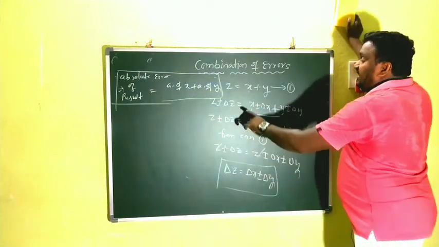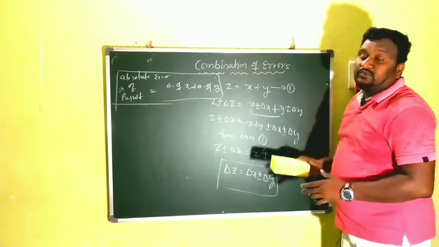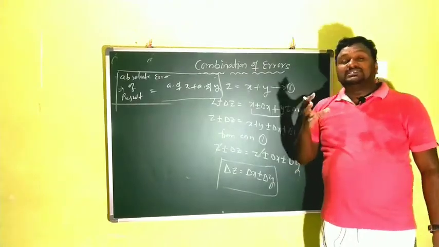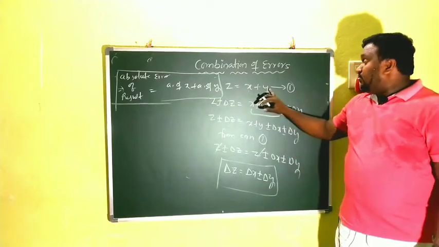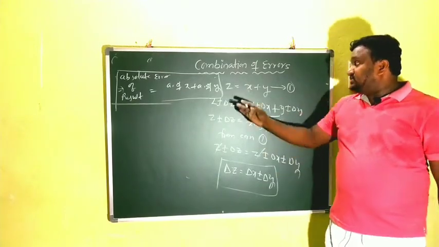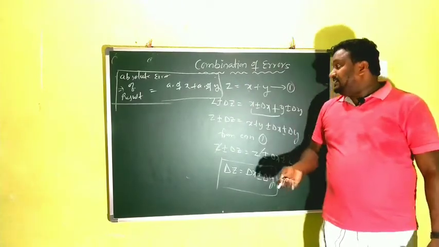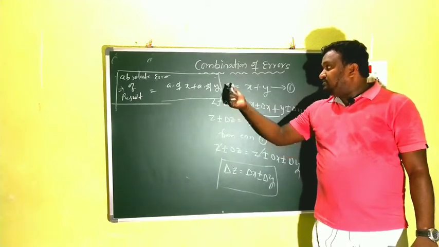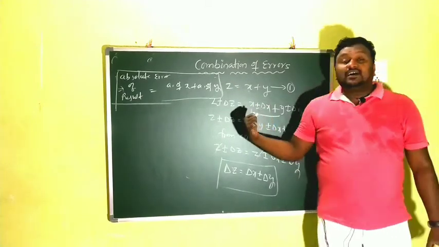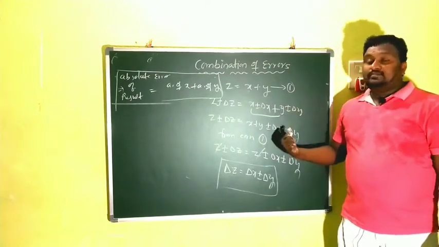We have the relation Z is equal to x plus y, equation number 1. After that, there are some errors in the measurements. For x you have delta x as the measurement error, and for y, delta y. That means we are rectifying the values of x, y, z like that: Z plus or minus delta z. Delta z is the absolute error of z, delta x is the absolute error of x, and delta y is the absolute error of y.